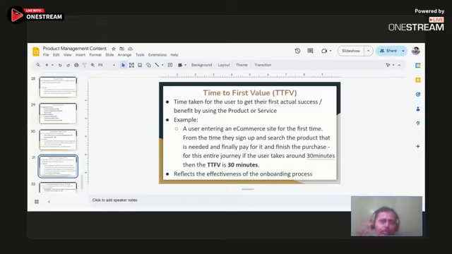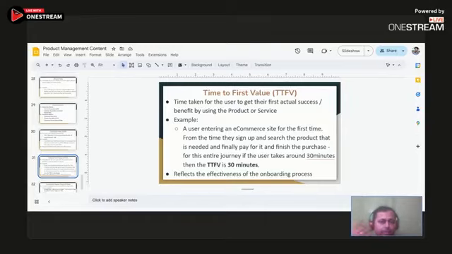Once the payment is done, OTP payment, everything is completed, and by the 30th minute I'm finishing off my order in the e-commerce site. So here the TTFE, which is time to first value, took me around 30 minutes. So the TTFE will be 30 minutes here, right? Of course, this totally depends on the users and the product or service that is being used.